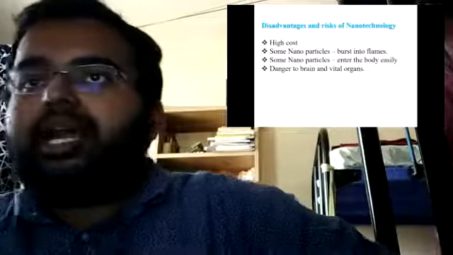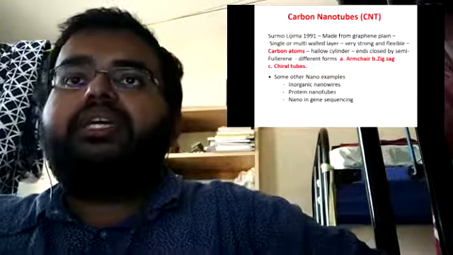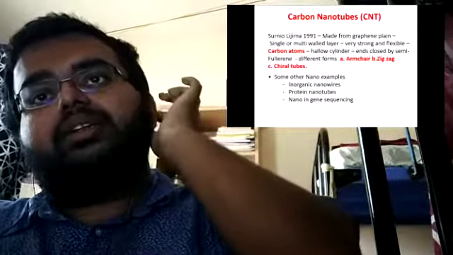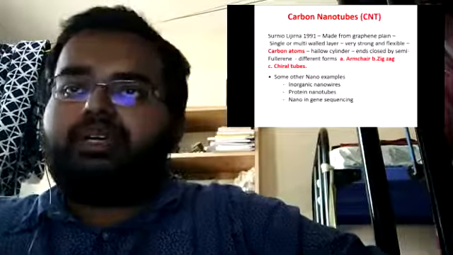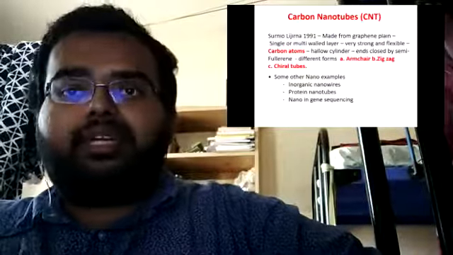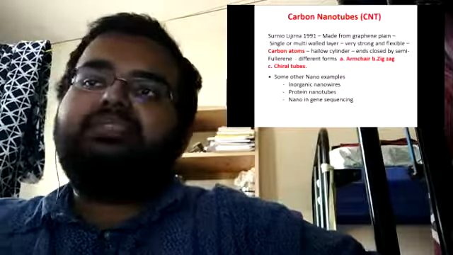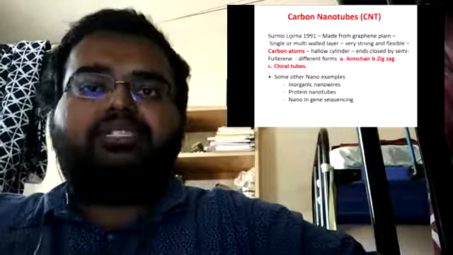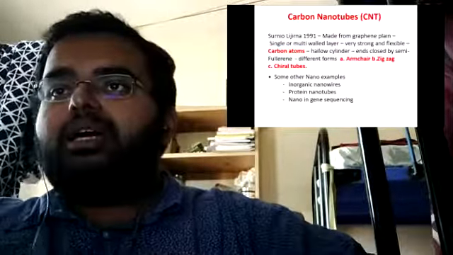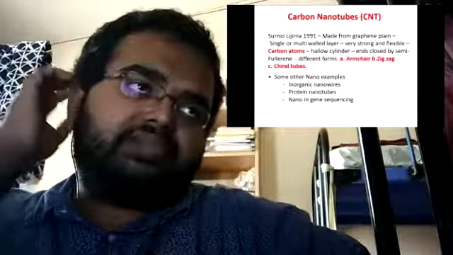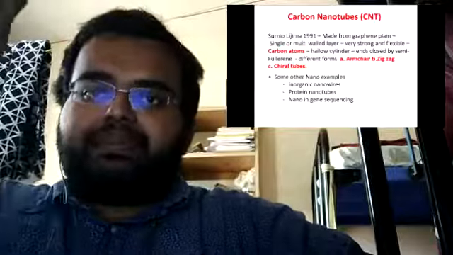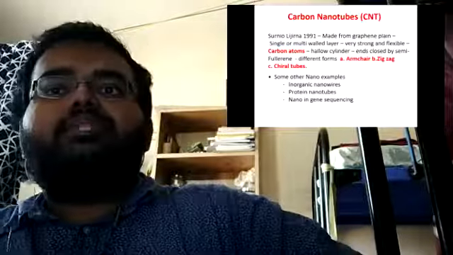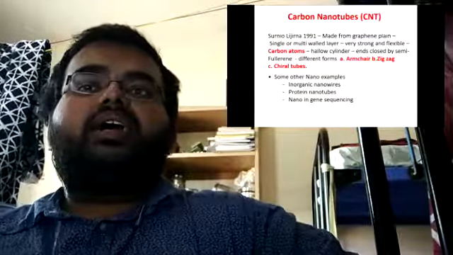Generally. Carbon nanotubes, CNTs, while we're on the same page, were created by Sumio Iijima. I'm assuming he's Japanese. Made from a graphene plane, single or multi-wall layer. Very strong, flexible. Carbon atoms form a hollow cylinder. Ends closed by semi-fullerene rings, and different forms include armchair, zigzag, and chiral tubes. A fullerene ring is basically a Buckminsterfullerene, the buckyball. They were generally created by the vapor deposition method. He realized that if you vaporize carbon atoms, they would generally attach themselves in this very structured form. Some of the nano examples included inorganic nanowires, protein nanotubes, and nano in gene sequencing.